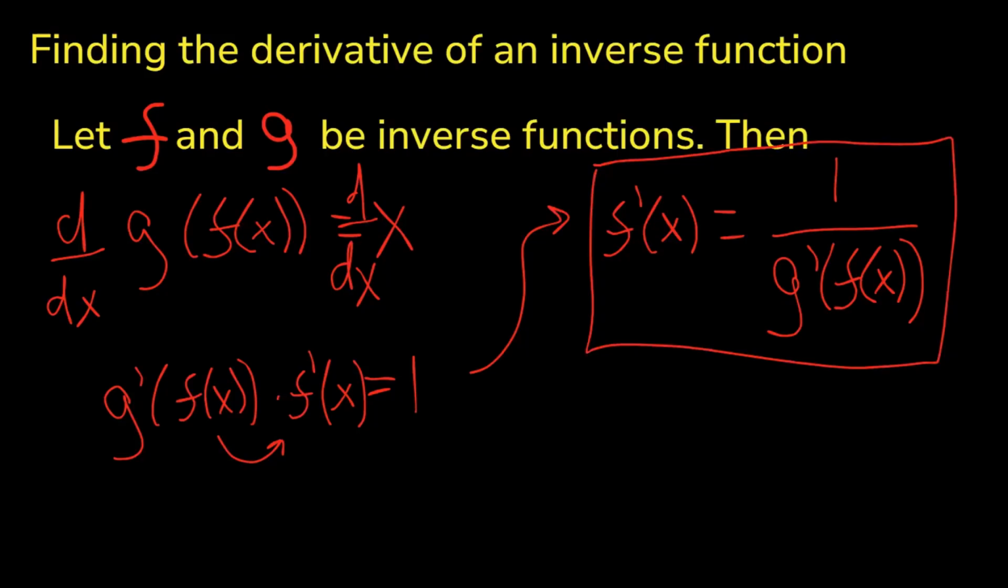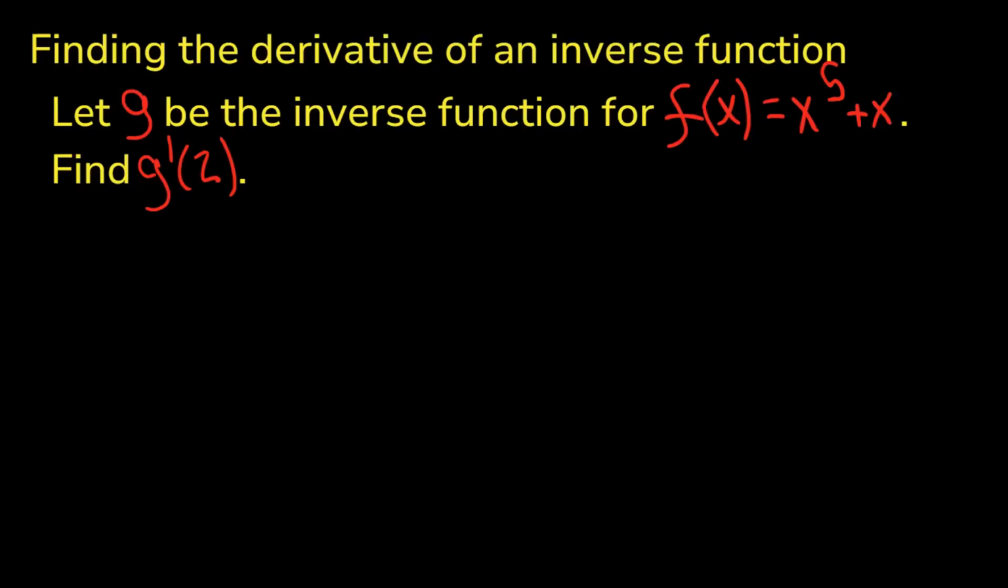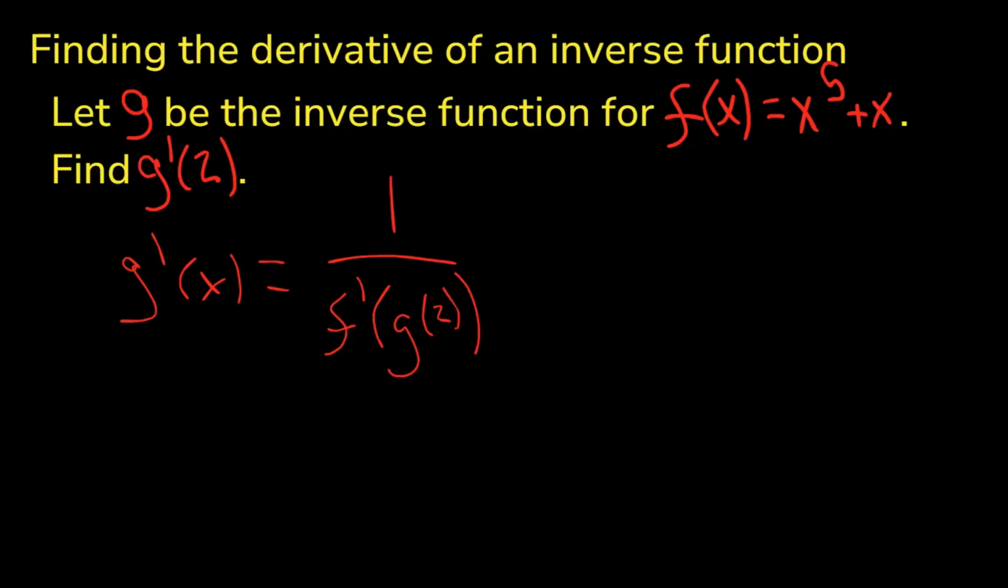Let's go through an example to show you how this works out. So g is the inverse function for f. f of x equals x to the fifth plus x. We want to find g prime of 2. So g prime of x equals 1 over f prime of g of 2 according to our theorem. Now, the issue is that g of 2, we don't know what that equals.